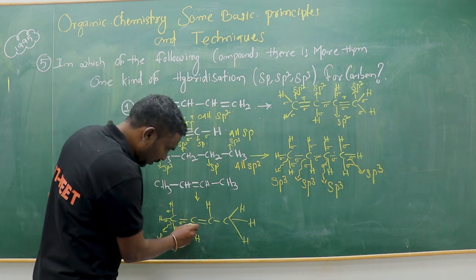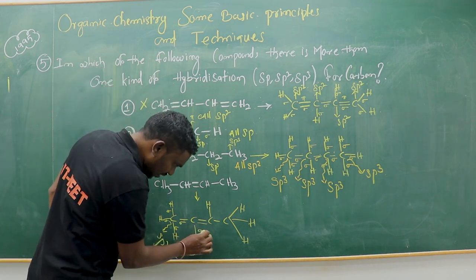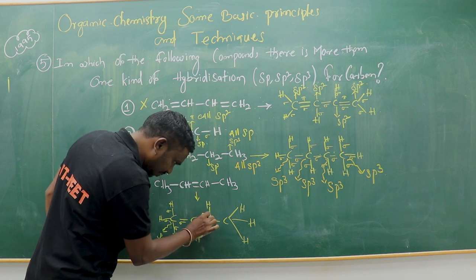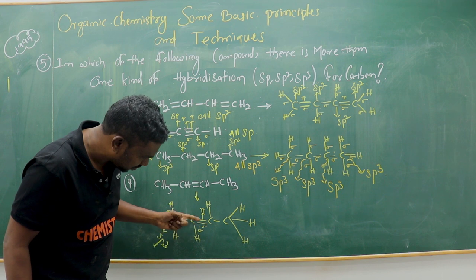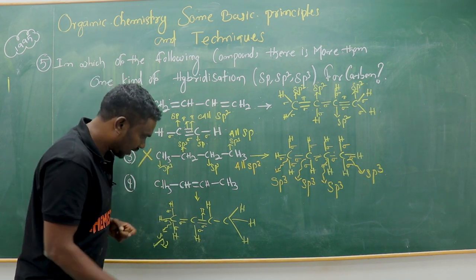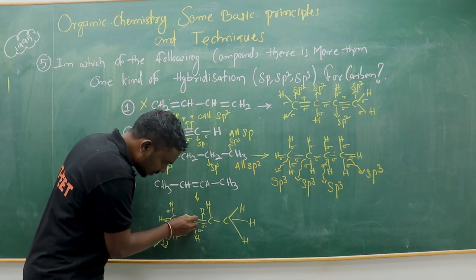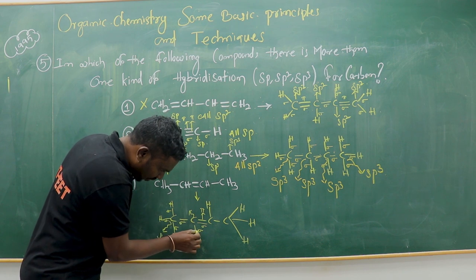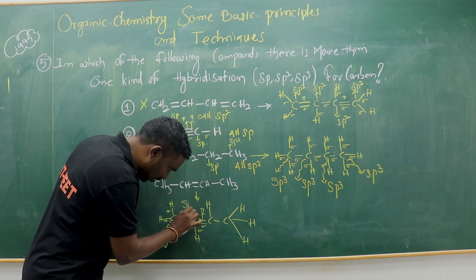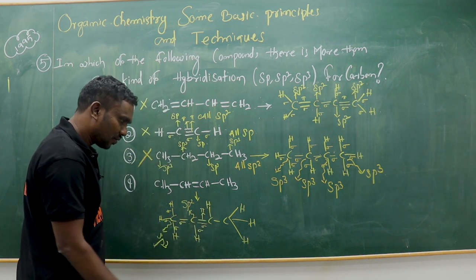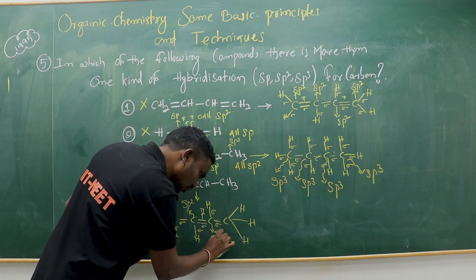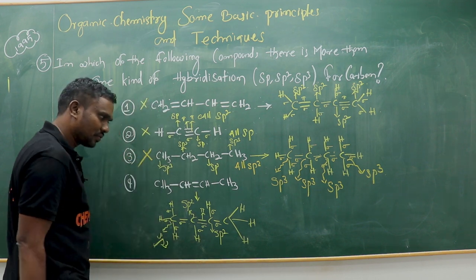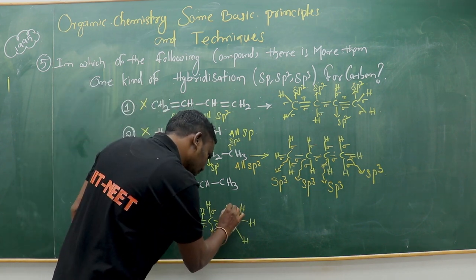Right sir? What about here? This is sigma, this is sigma, this is pi. In a double bond, one is sigma and one is pi. So how many sigma bonds are there on this carbon, beta? 1, 2, 3. So three sigma bonds: sp2. What about here? This is also sigma, this is also sigma, so this belongs to sp2.